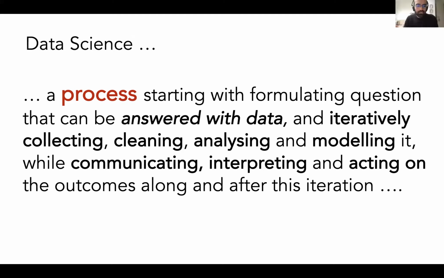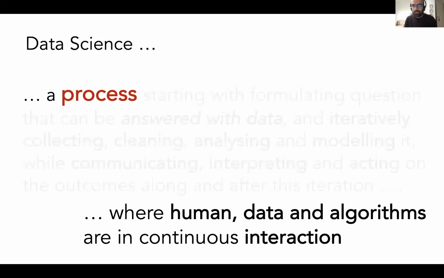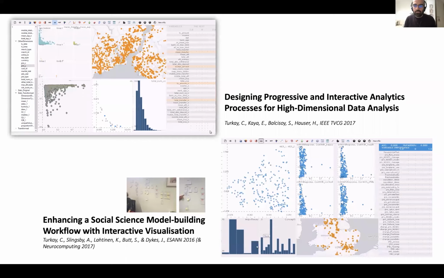But while doing so, you're communicating, interpreting and making decisions, acting on the outcomes during the iteration. When thinking of that process, I like to think of it more and more as an interactive process where the human, who could be the analyst, the interpreter, or just the consumer of the results, with different representations of data, and the algorithms that summarize or model the data are in continuous interaction. So I like to think of the data science process as this interactive process.